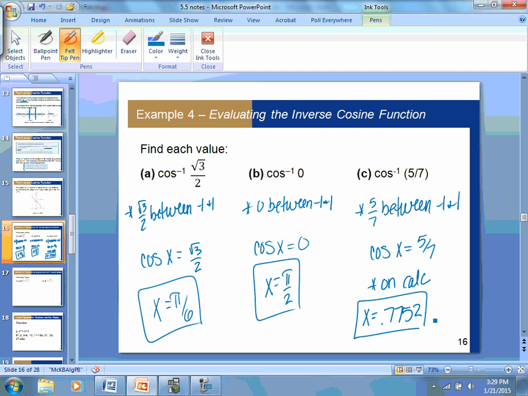Okay, so that one on your calculator, that's the value that you get when you type in the second cosine of 5 over 7. Okay, so this part up here, this original equation, that's what you type into your calculator. And then round your answer to at least 4 decimal places.